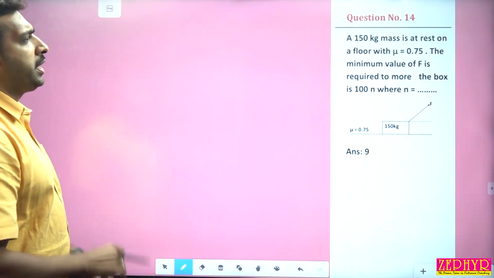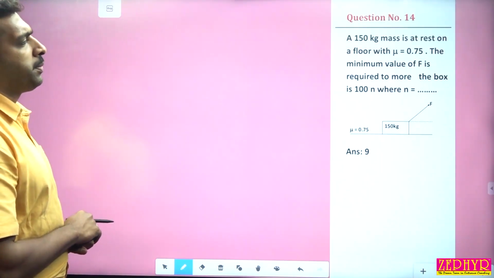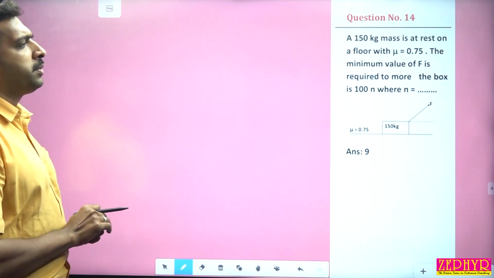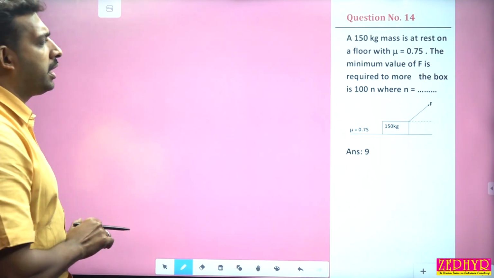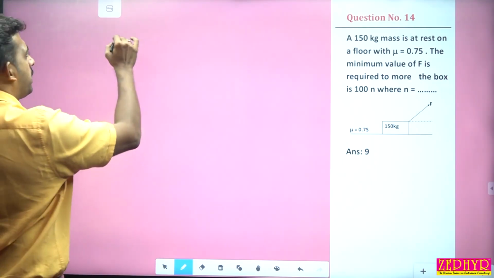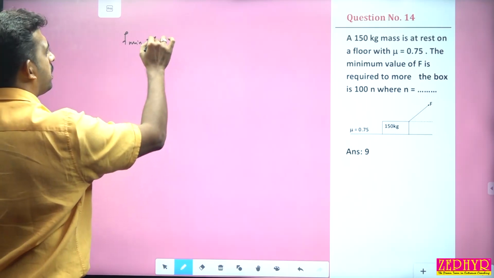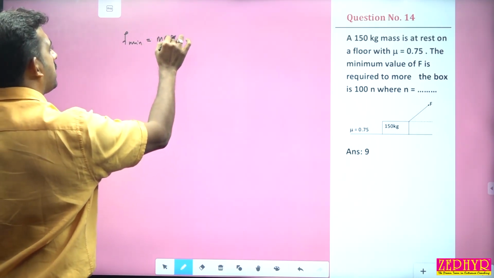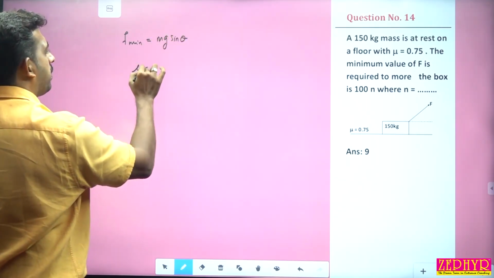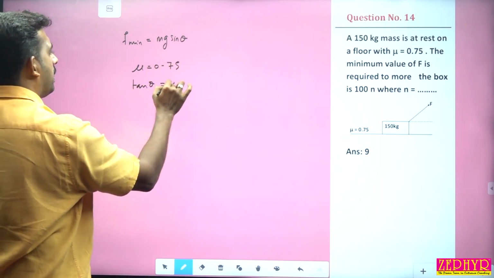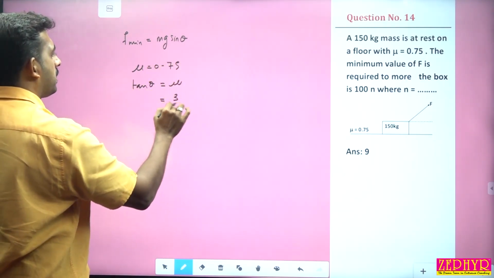Question number 14. A 150 kilogram mass is at rest on a floor with mu equal to 0.75. The minimum value of F required to move the box is 100 n. The value of n is equal to. So we know that the minimum force required to move any mass on a horizontal rough surface is equal to mg sin theta. Here it is given mu equal to 0.75, that is tan theta is equal to mu. We know that tan theta is equal to 0.75, that is 3 by 4.